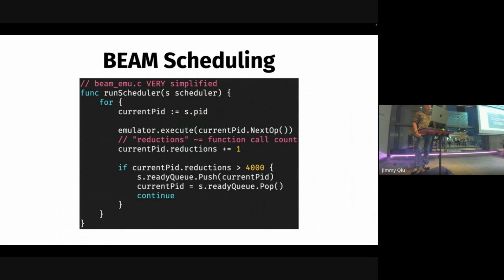It goes back on the ready queue, actually, and then it'll just pop another one off the ready queue, and that's the one that gets to run the next time around. And then it'll just keep going round and round. So it's a bit of a different approach. With Go, it just says you get to run for 10 milliseconds and someone else gets to go. Beam says you get 4,000 function calls. Which one's better? They're kind of different.